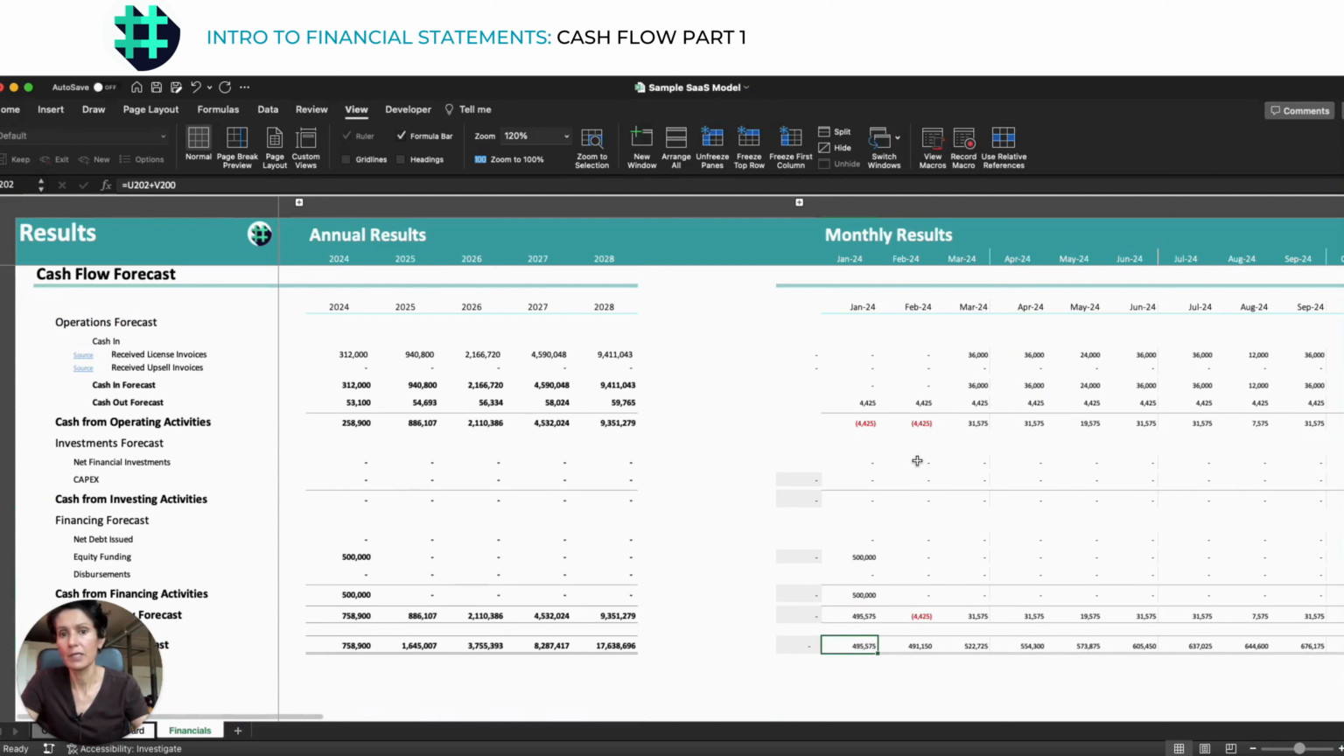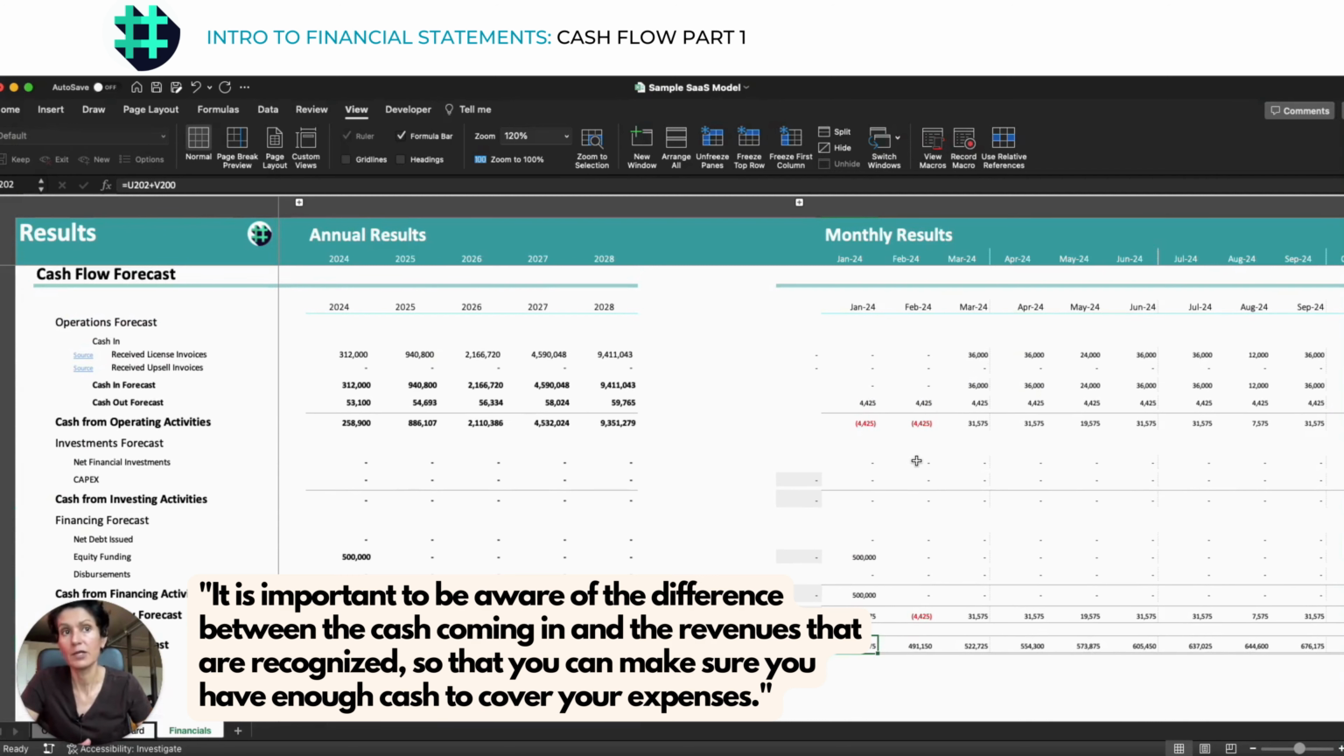But this is something that a lot of founders are not necessarily aware of, but it's really important to always be very aware of the difference between the cash coming in and the revenues that you're recognizing.